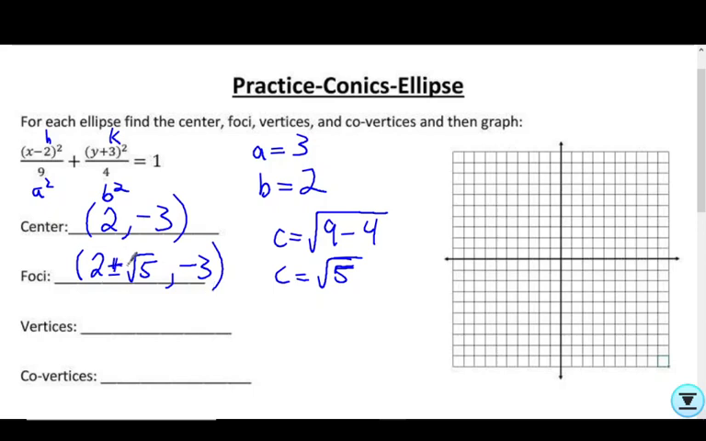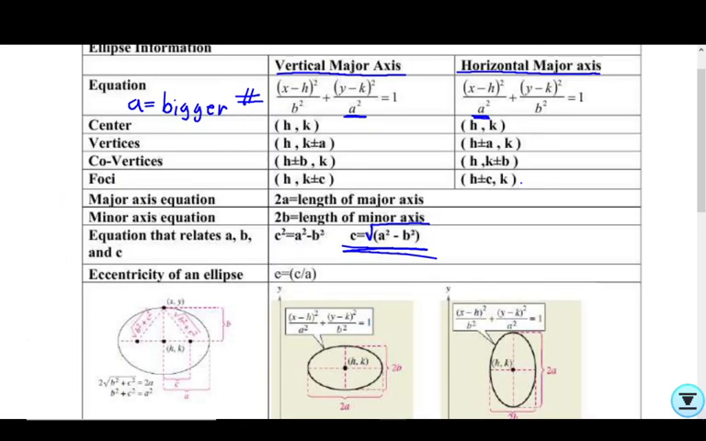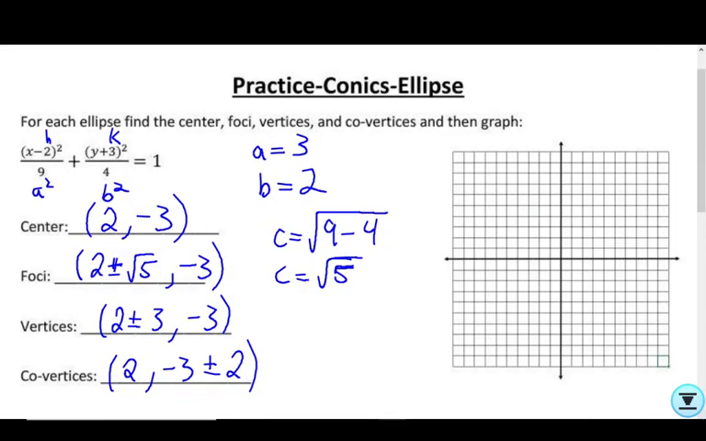My vertices are going to be 2 plus or minus A, and A is 3, -3. And my co-vertices are going to be 2, and -3 plus or minus 2. And that all came from this formula sheet right here. These 4 things. So now we just graph it.